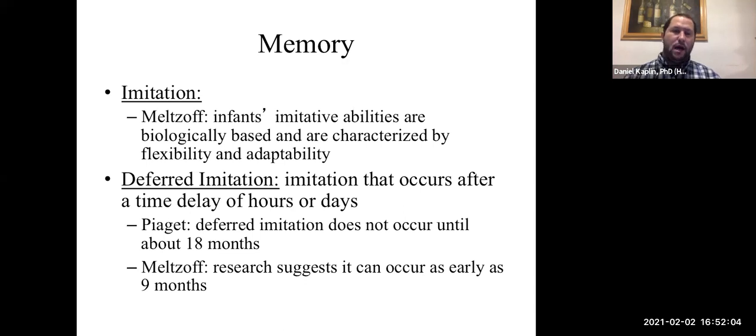Another way that we could test memory is through imitation studies. And when you do imitation studies, you can do immediate copies or deferred imitation. So imitation is when they copy something. Well, Meltzoff and Moore demonstrated that infants have deferred imitation abilities, which is some level of mental representation and imitation skills at about 9 months. Well, according to Piaget, that's only supposed to happen at 18 months.